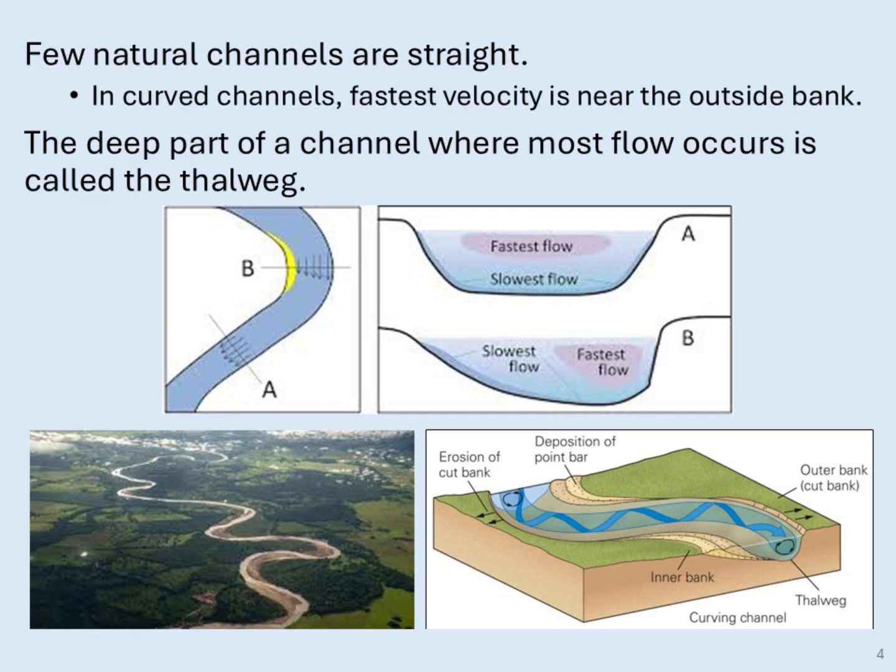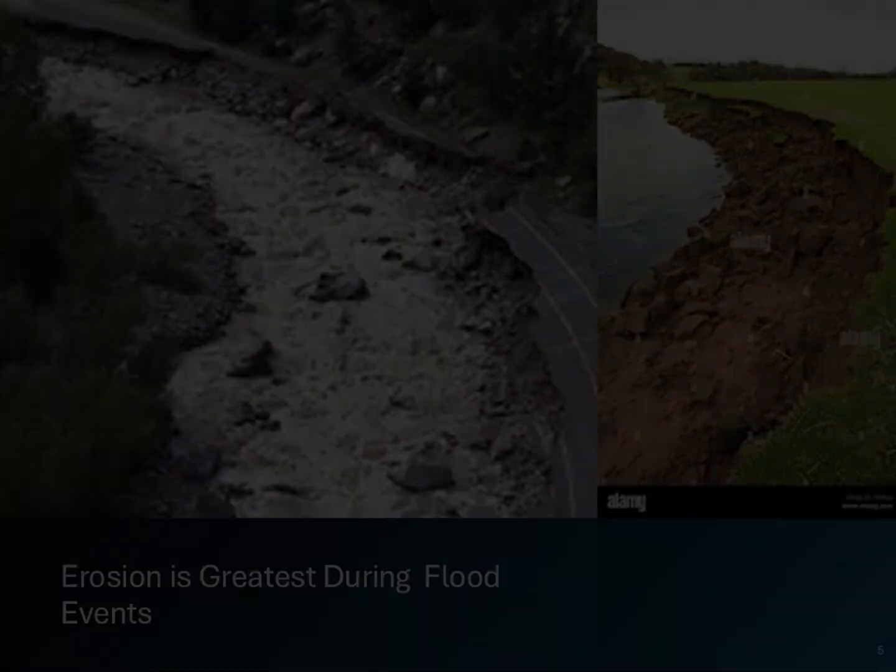Where water moves faster, it has more energy to erode the bank. This creates what we call a cut bank along the outside of the bend. On the inside of the bend, where flow is slower, sediment is deposited, building a gently sloping surface called a point bar. Over time, erosion on the outside and deposition on the inside cause the bend to grow larger and migrate laterally across the floodplain.